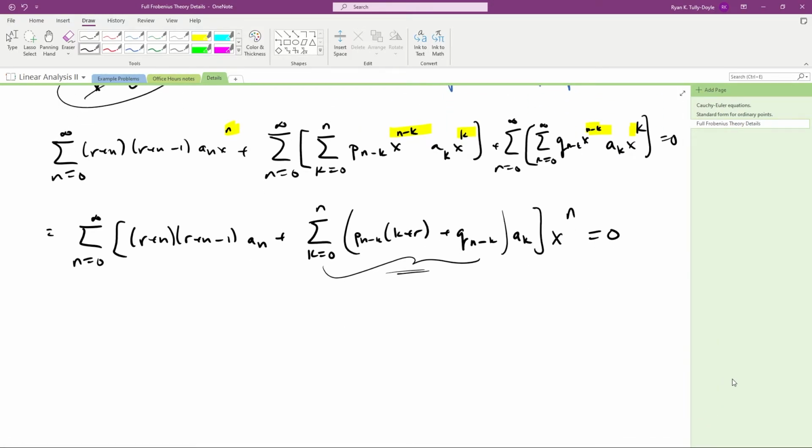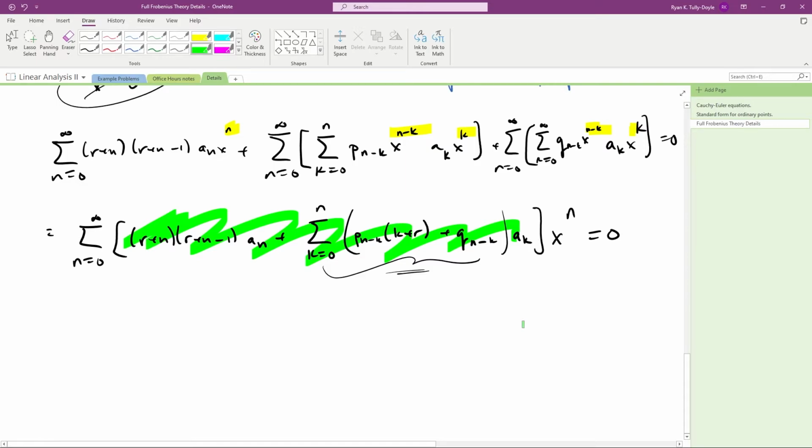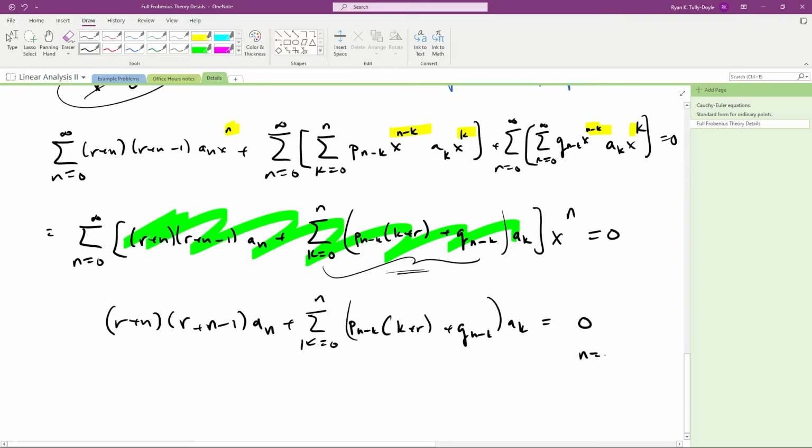But you can still look at the recurrence relation by pulling this part right here out completely, because now we have an actual power series equal to 0, and so the coefficients must all be equal to 0. And that means that we get the recurrence relation where a_n must satisfy the equation (r + n)(r + n - 1) a_n is equal to the sum from k equals 0 to n, and that this holds for n equals 1, 2, 3, etc.